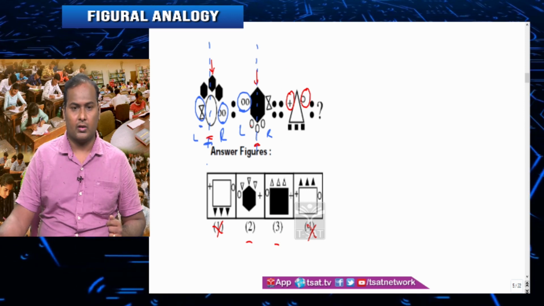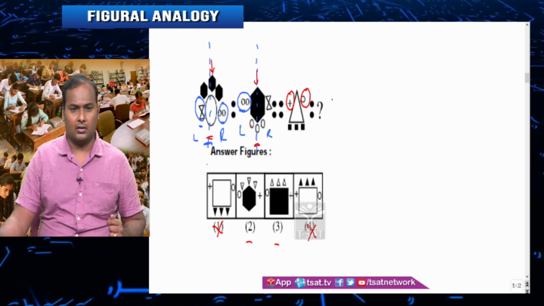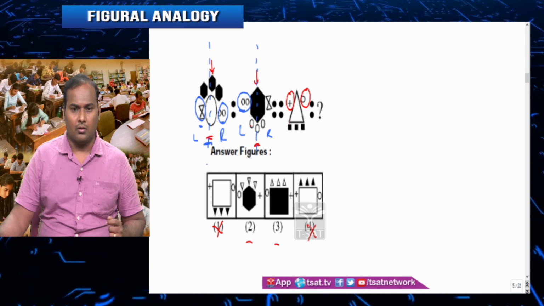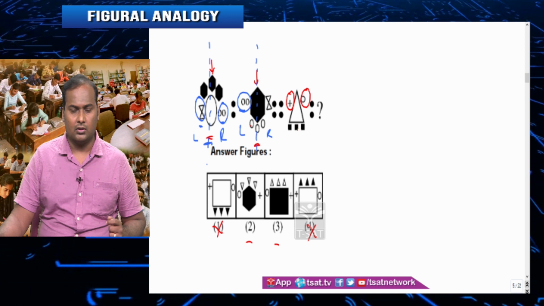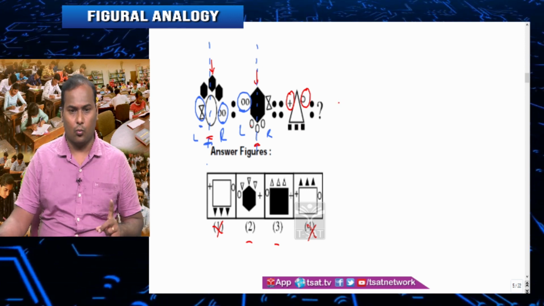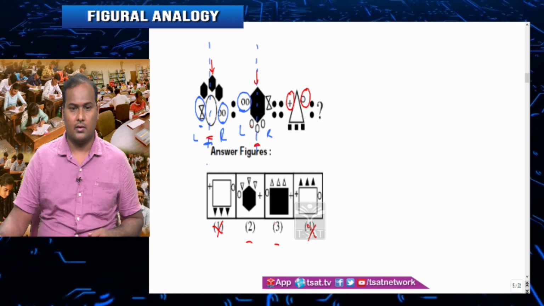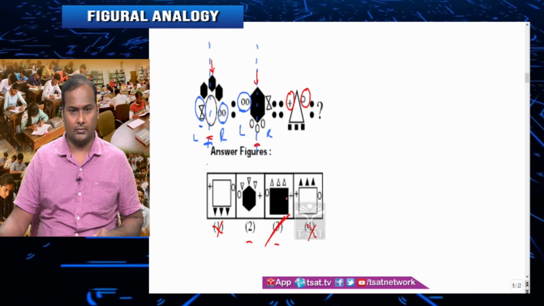See here, the triangle is 1. Now, obviously, in the next figure the triangle will increase to 3. Whereas here the squares are 3. Now, in the next figure, the shaded square will be only 1. So, 1 shaded square and 3 triangles. So, your answer is option 3.